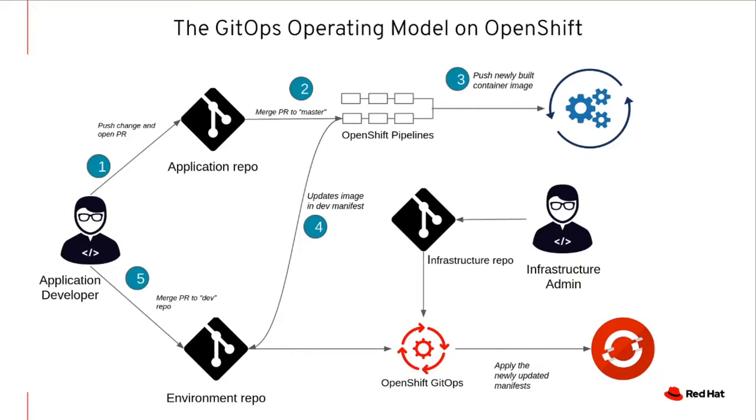At the same time, the infrastructure admin can make a change, requesting a change to the infrastructure if it's needed. And OpenShift GitOps, again powered by Argo CD, continuously monitors the desired state and the current running state and reconciles that, applying any new updates if it's needed.